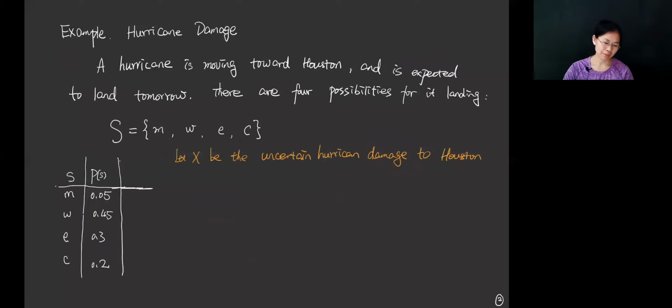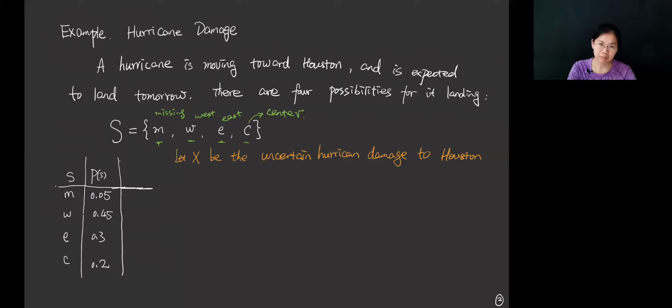The first example we consider is the random variable for hurricane damage. Suppose that a hurricane is moving toward Houston and it's expected to land tomorrow. There are 4 possibilities for the landing of this hurricane, which are represented by 4 states of the world, 4 outcomes in the sample space. M stands for missing, that is, the hurricane lands outside of Houston. And W stands for west, that's it lands on the west side of Houston. And E stands for east, it lands on the east side of the city. And C means it lands head on, like in the center of the city.